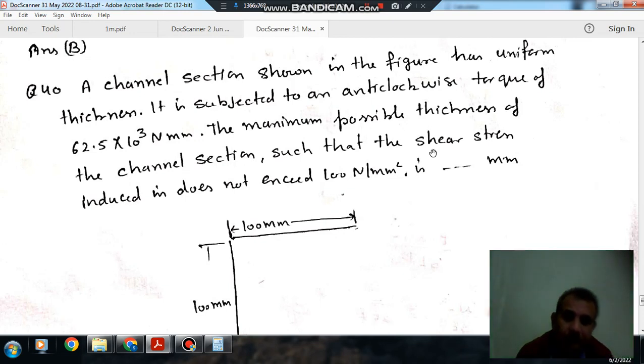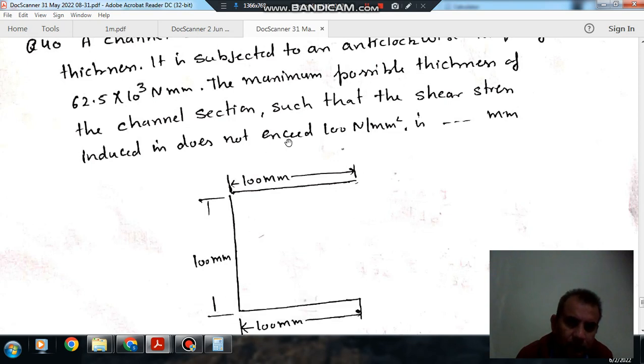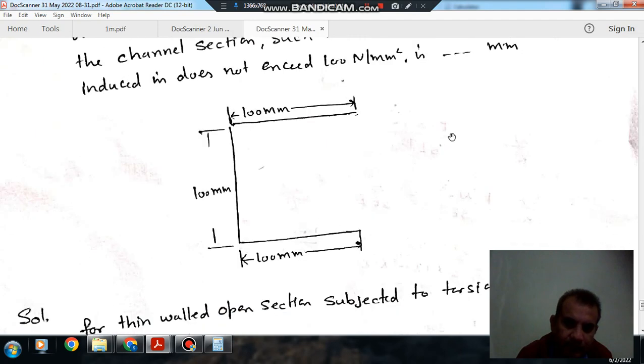Hello, welcome again. We are solving GATE 2016 Aerospace Engineering paper. Question number 40: a channel section shown in figure has uniform thickness. It is subjected to an anti-clockwise torque of 62.5 × 10^3 Newton mm. The maximum possible thickness of channel section such that the shear stress induced does not exceed 100 Newton per mm square is dash mm.